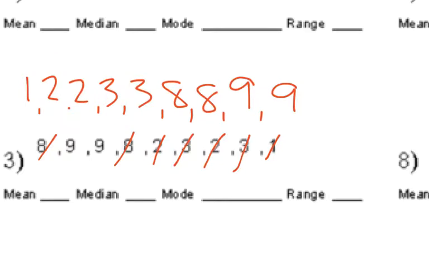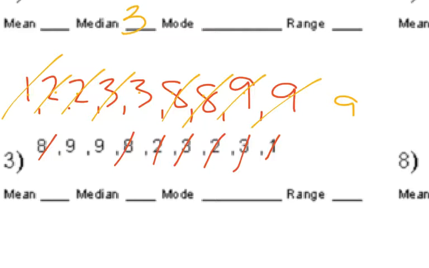So first I'm going to do median. So 3 is the median. You're going to notice if it's odd, you're always going to have a median. So 1, 2, 3, 4, 5, 6, 7, 8, 9 numbers, I'm going to have a clear median.